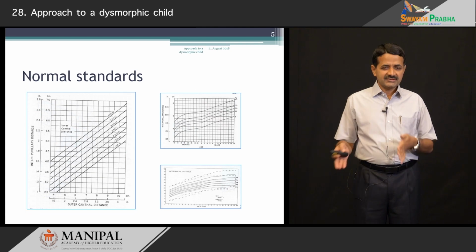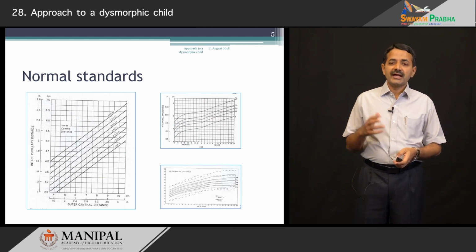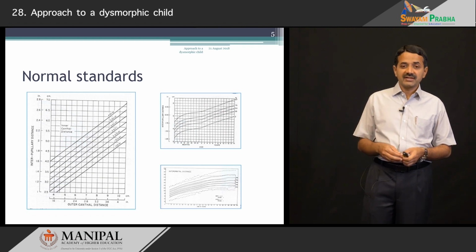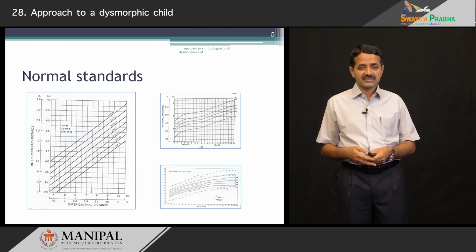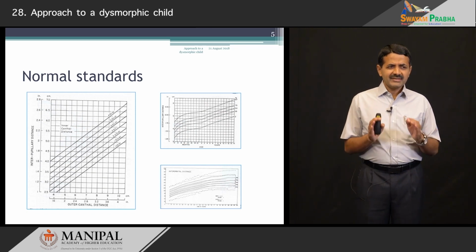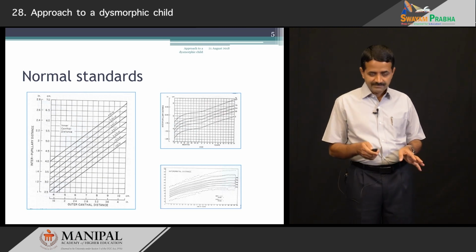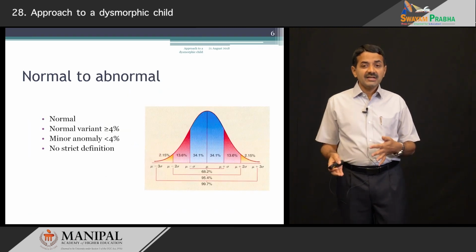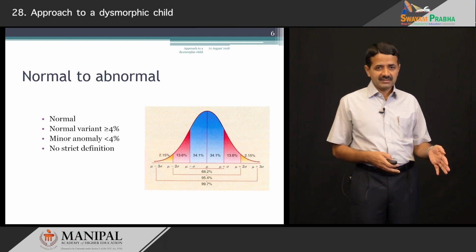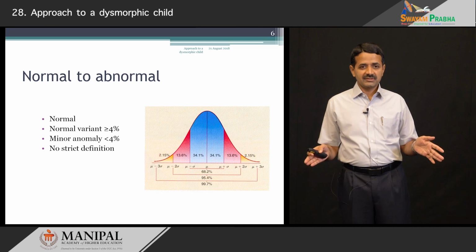We have charts available for almost all the organs, and we have charts for specific conditions like Down syndrome and achondroplasia, and we compare and see what is normal and abnormal. But it is important to remember what is abnormal will look abnormal as soon as you see. But if you see any feature, any characteristic, definition wise it is 2 standard deviations.